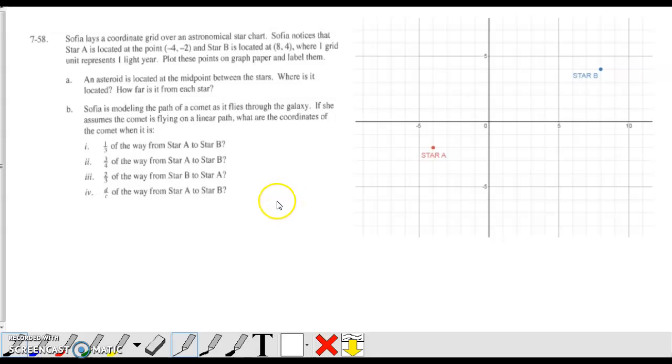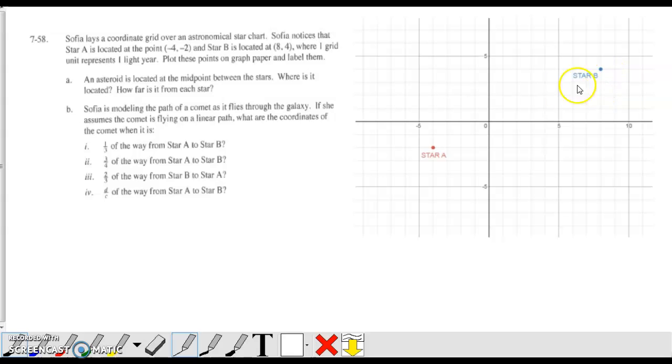She notices that one star, A, is located at -4, -2, so there's star A. She notices that star B is at 8, 4, so 8, 4 right there. And each one of these grids is 1 light year. So go ahead and make sure that you plot your values.